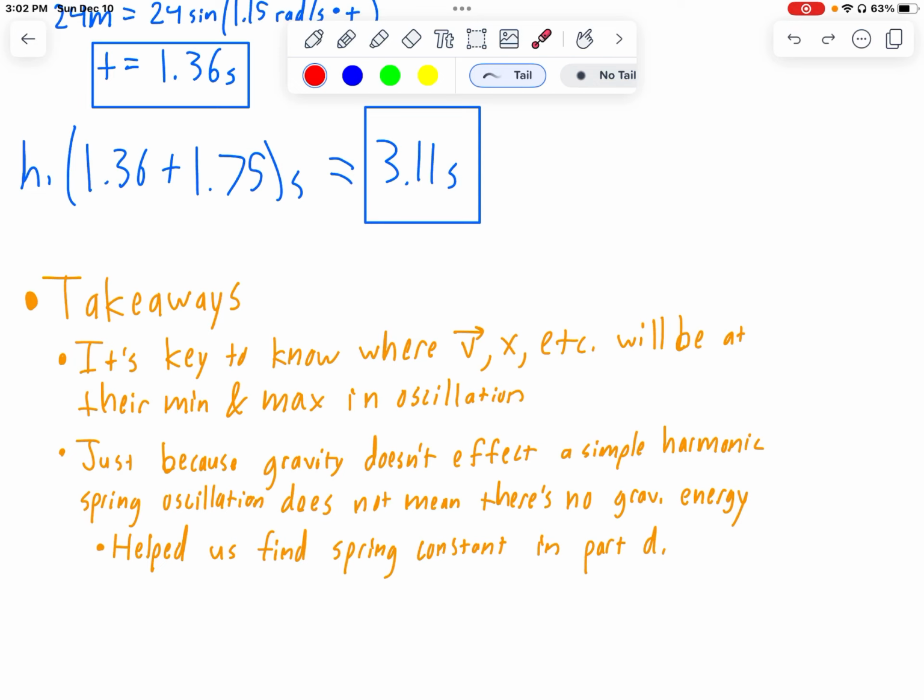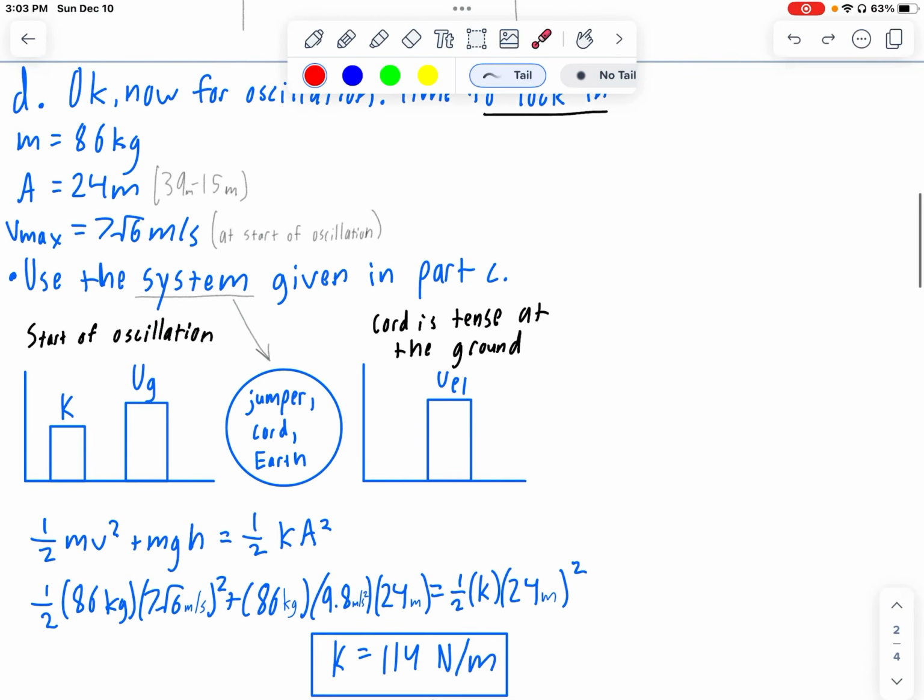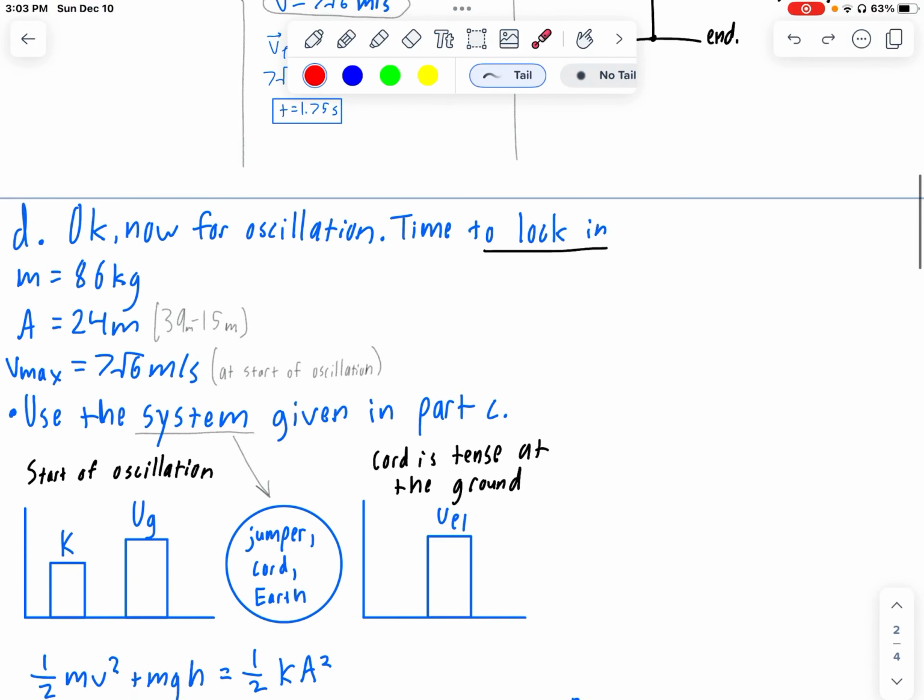And just because gravity does not affect a simple harmonic spring oscillation does not mean there's no gravitational energy. Thinking back to lab 1-12, my group had the pendulum, and gravity does affect that kind of oscillation. But with this spring, bouncing back and forth, nope, gravity does not affect it. In a simple harmonic oscillation, that's important to remember, like what kind of oscillation you're looking at. So again, just because it doesn't affect it doesn't mean there's no gravitational energy, and that gravitational energy helped us find the spring constant in part D.